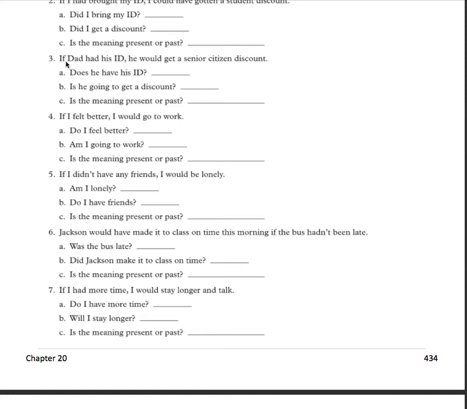Number 3, if Dad had his ID, he would get a senior citizen discount. Look at the if clause: had. Look at the result clause: would get. Does Dad have his ID? No. Is he going to get a discount? No. Is the meaning present or past? Present, because it's unreal in the present. Okay? Because this isn't a simple past. This is only would and get. So it's unreal in the present.